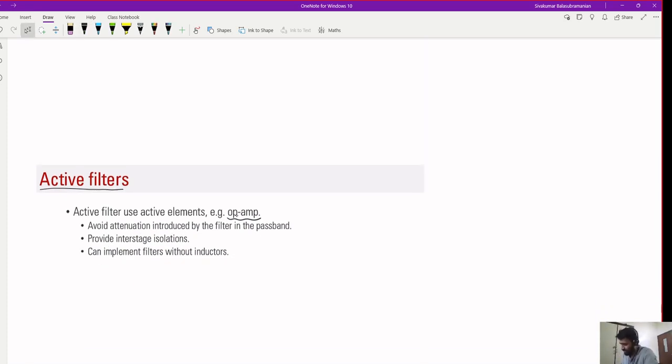The advantage of an active filter is that if you want to build a low pass filter like this using an active filter, you can avoid any attenuation of the filter in the pass band. Pass band is the band of frequencies that are passed through by your filter, so you can avoid that. Because you're using an op-amp, you can build these circuits in such a way that you get good input-output impedance properties. That means you get good isolation and avoid loading.